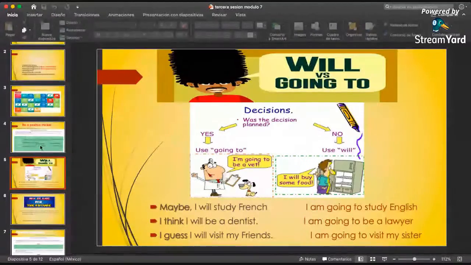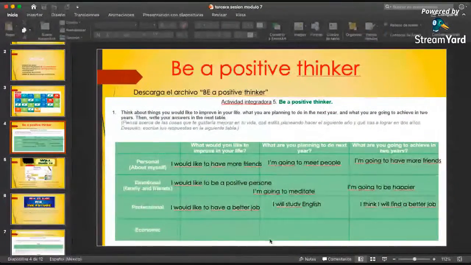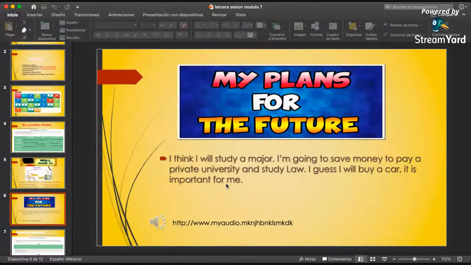So remember, in the first section, you have to write your sentences. Please write complete sentences, not only some words. It is very, very important to write complete sentences using the future tense with will and going to. Then you have to write a short paragraph like this one. I think I will study a major. I'm going to save money to pay for a private university and study law. I guess I will buy a car. It is important for me.